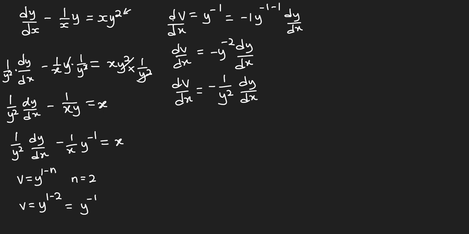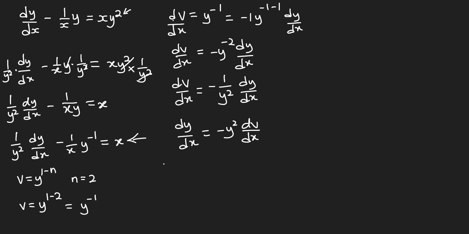I will make dy/dx the subject, and we are going to have dy/dx equal to minus y squared dv/dx. At this point we can do a substitution into the differential equation we have here so that we can have it in terms of v and x, not y and x. So let's look at that.